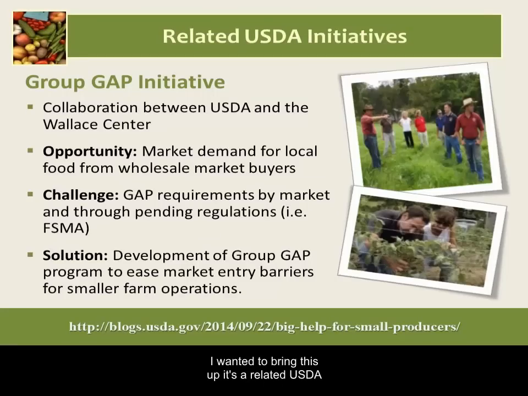I wanted to bring this up. It's a related USDA initiative, the Group GAP initiative. It's the opportunity for groups to get certified under good agricultural practices. Western Montana Growers Cooperative is one of the pilot groups that we're working with, and Carl and Jan are intimately involved in this. If there are questions about this particular initiative, we can certainly take those online as well as offline. But there is a nice blog there that you can click that gives you more information about where we are in that process.